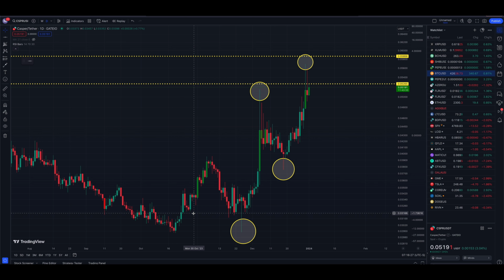2024. We're taking a look at Casper to start this year off here. It is Monday the 1st, 2024. We're going to take a look at Casper/Tether, CSPR USDT daily chart, Gate.io on TradingView.com.